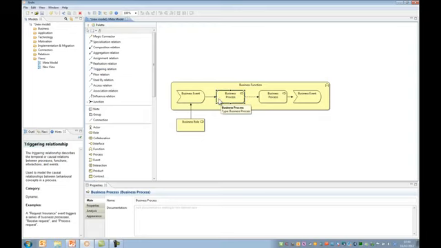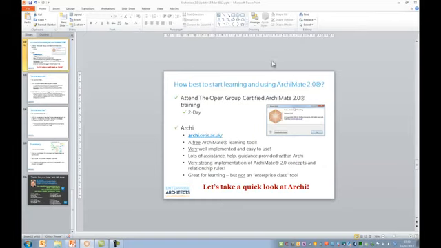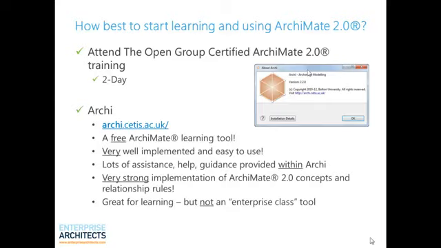And this is a simple example here. You can go crazy with this. So that's Archie. So back to my presentation: how best to start learning and using Archimate? Go and download Archie and attend an Open Group certified Archimate 2.0 training program. It only takes 2 days, and honestly, 2 days is just scratching the surface. That's 101 basic foundation stuff. The real learning, as always, happens when you try to use this to do some work.